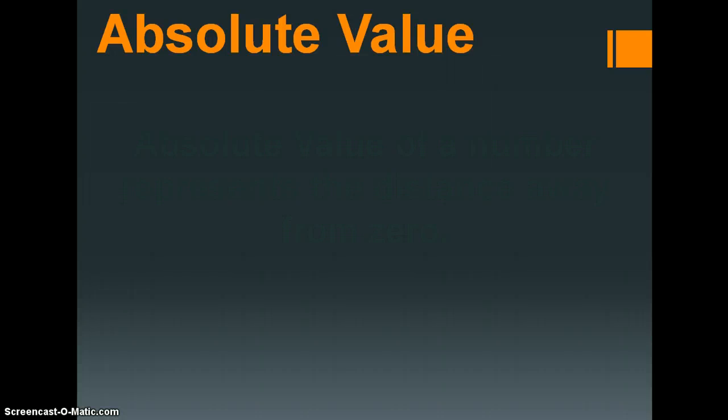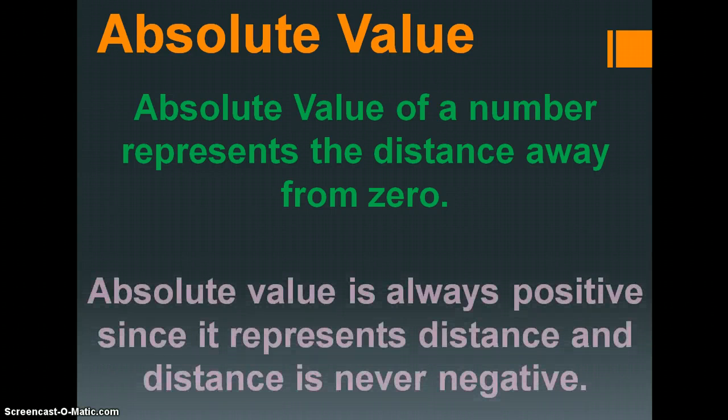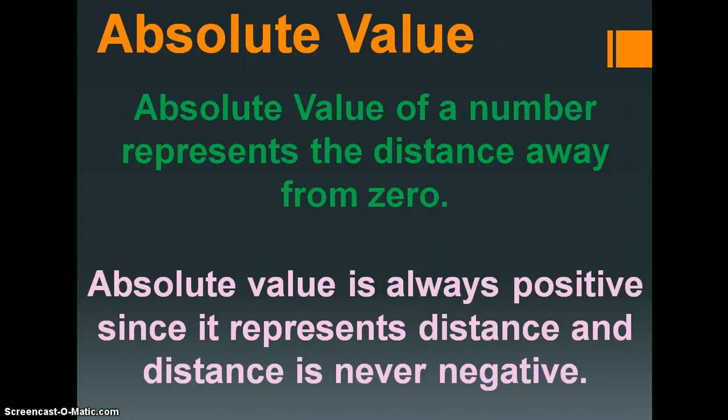Absolute value. So the absolute value represents the distance away from zero. So we're just counting how many spaces a number is away from zero. Since distance always represents a positive number, because we can't have negative distance, our answers are always going to be positive as long as we're not adding or subtracting anything at the end.